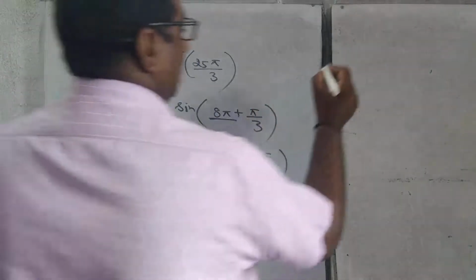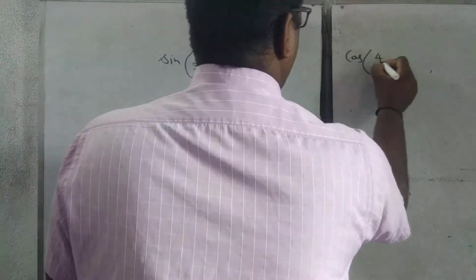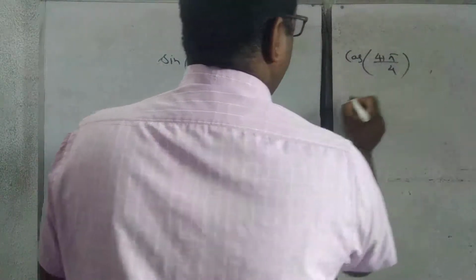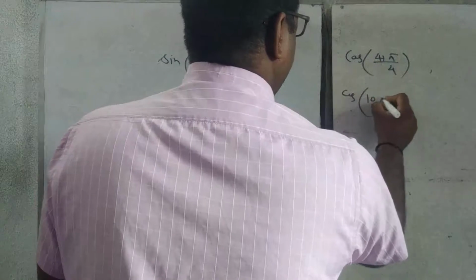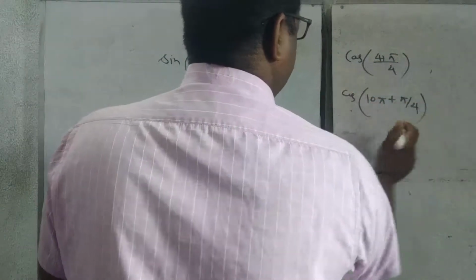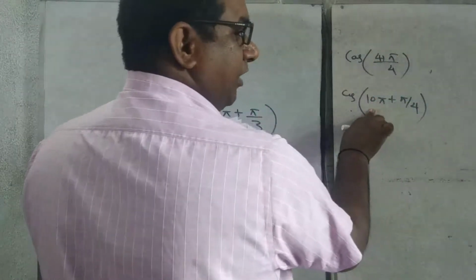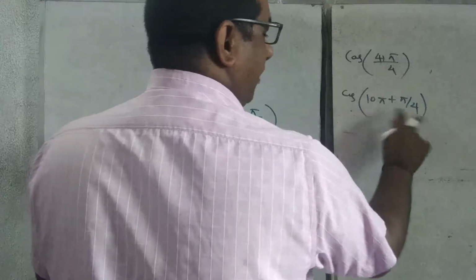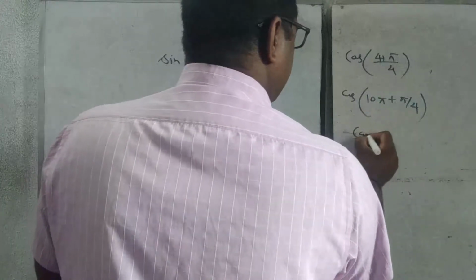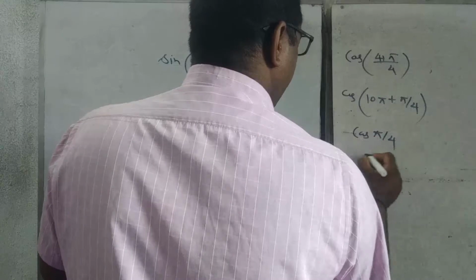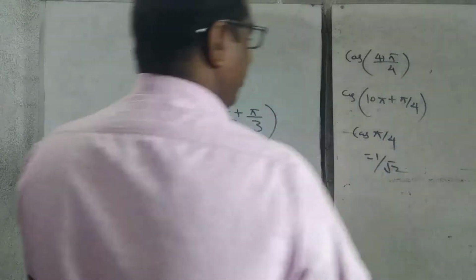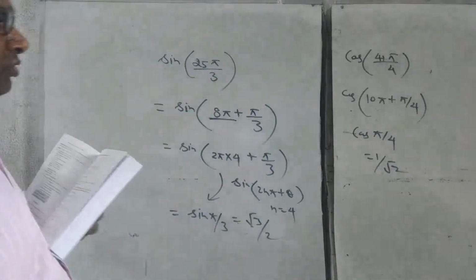Like, if you want to find cos 41 pi by 4, then what happened? It is written as 10 pi plus pi by 4. This is a multiple of 2 pi, and again it is in the format of 2n pi plus theta. So this is equal to cos pi by 4, and then again it is equal to 1 by root 2.